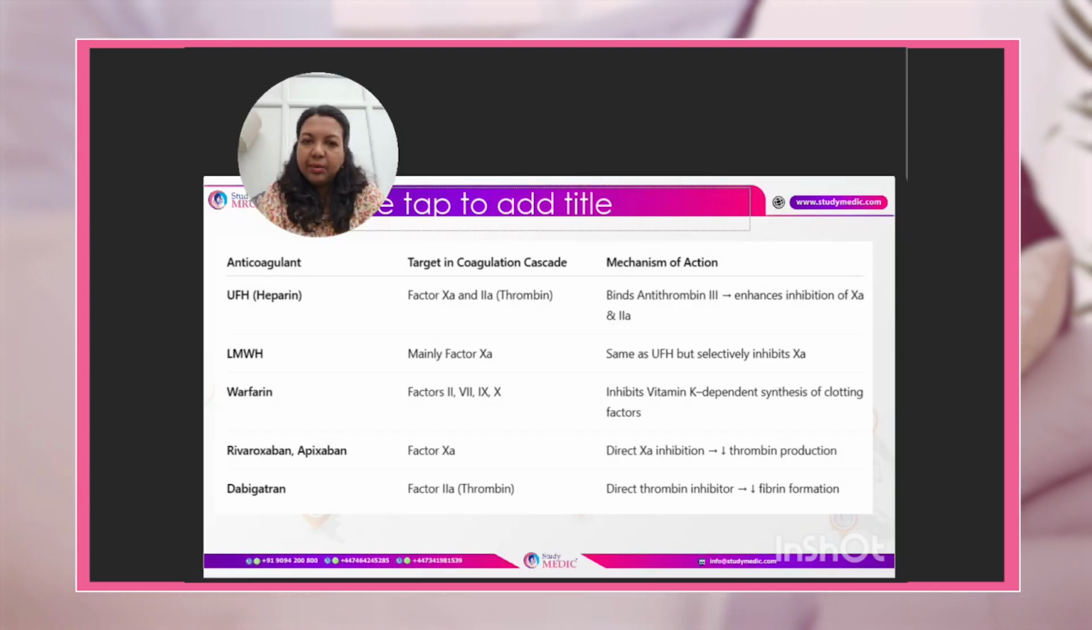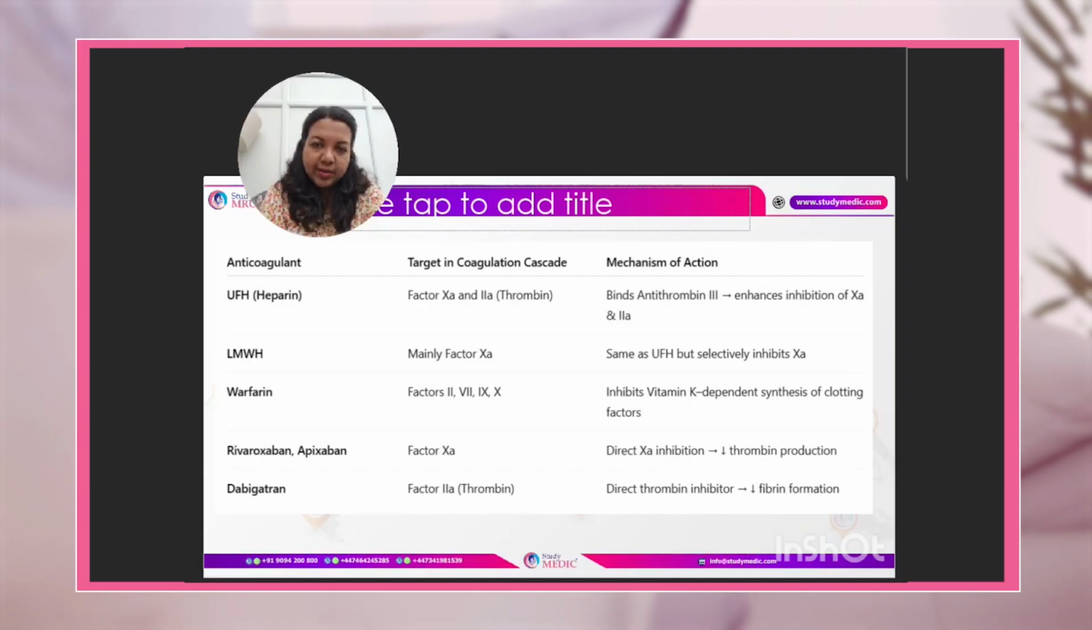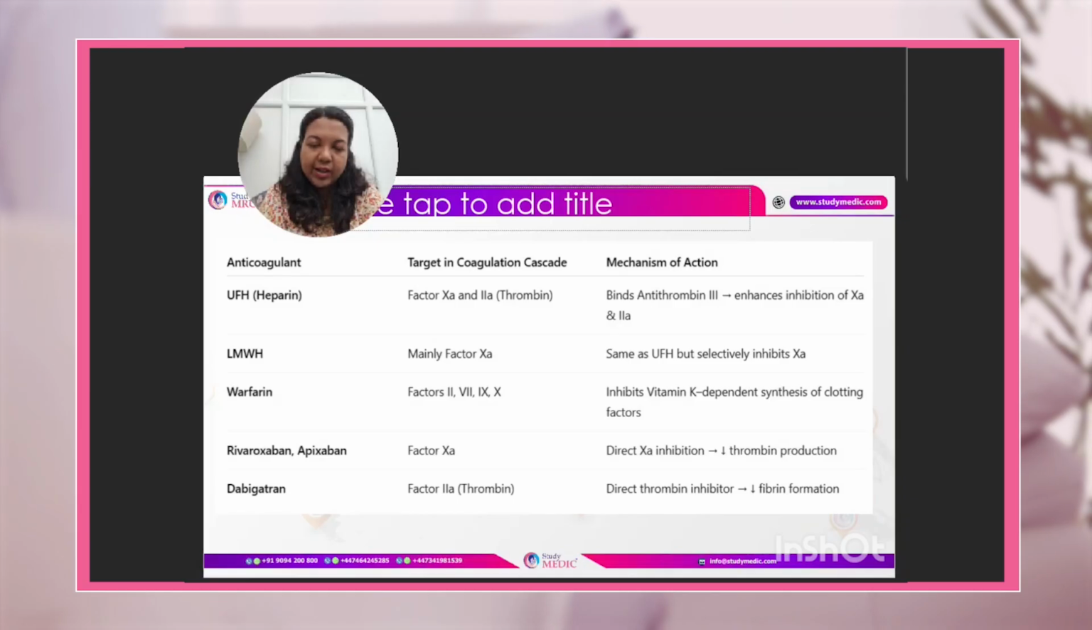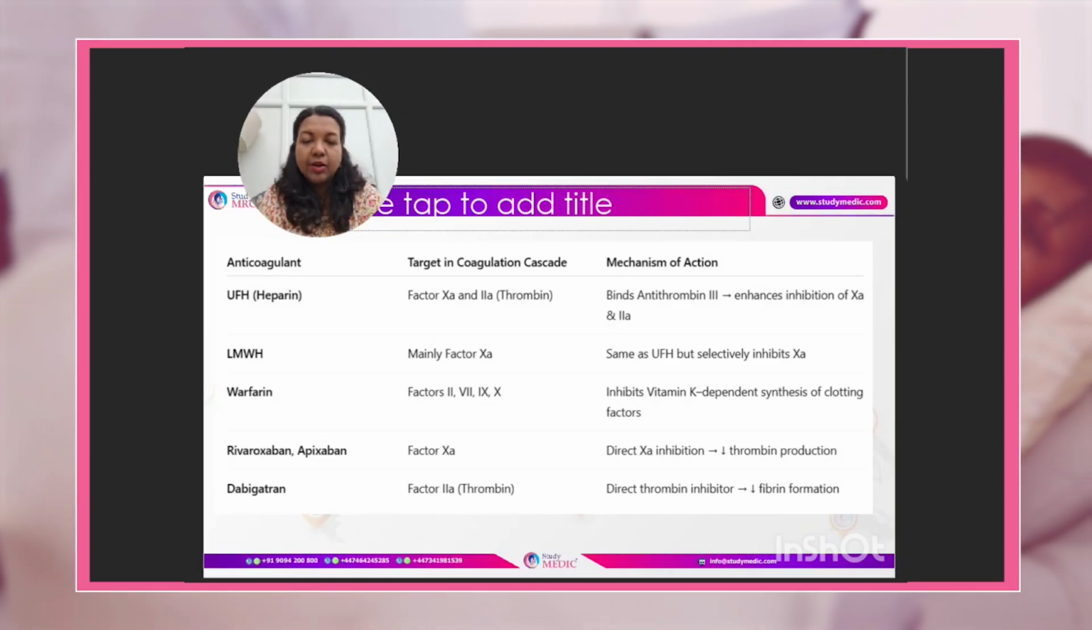So that is the same thing which we have discussed. Unfractionated heparin acts on both factor 2A, which is thrombin, and 10A. Low molecular weight heparin, mainly 10A. Warfarin, factors 2, 7, 9, 10. Rivaroxaban and apixaban, factor 10A, and dabigatran, factor 2A.